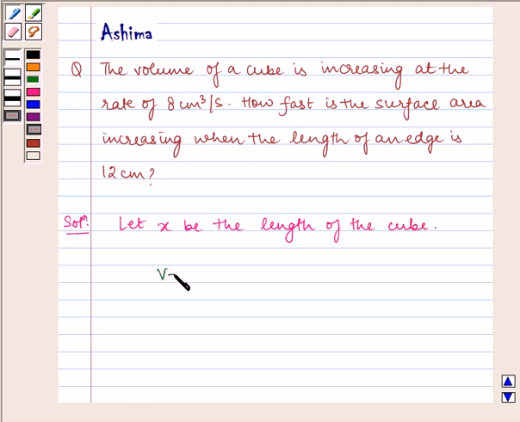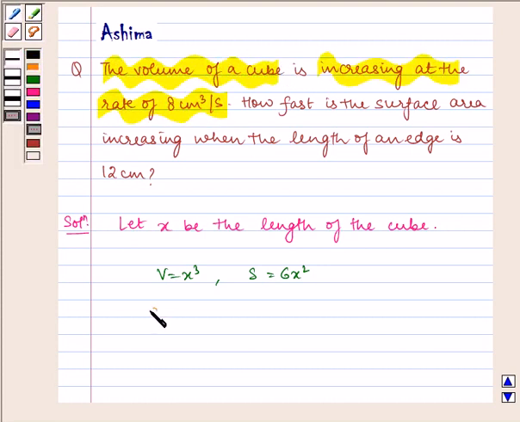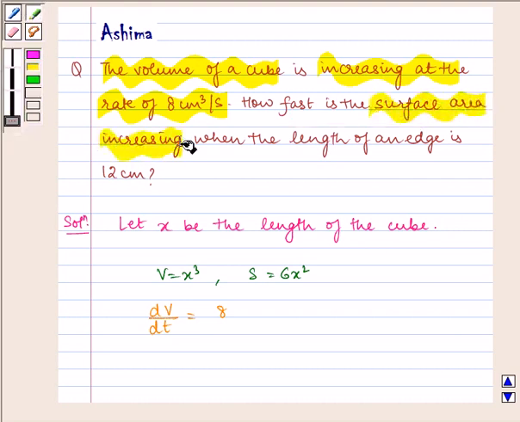Then volume V is equal to x cube and surface area S is equal to 6x square, where x is the function of time t. And it is given to us that volume of a cube is increasing at the rate of 8 cm cube per second, that is dV by dt is equal to 8. And we have to find how fast is the surface area increasing, which means we have to find dS by dt.